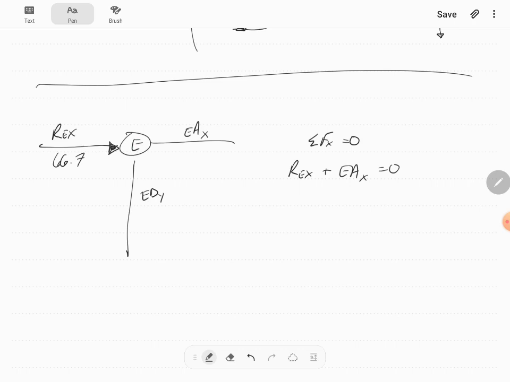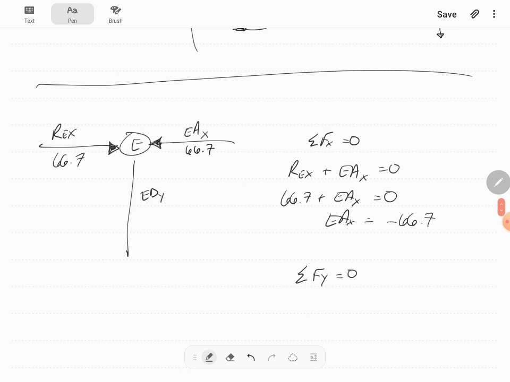The only thing we have on here is a positive 66.7. What does that mean? That EAX must point to the left to balance it. That's a negative 66.7 because if you cross the line, change the sign. So this is 66.7. We don't mark it as negative because the negative is assumed with the arrow telling us which way it points. Now for the fun one, the sum of the Y forces.